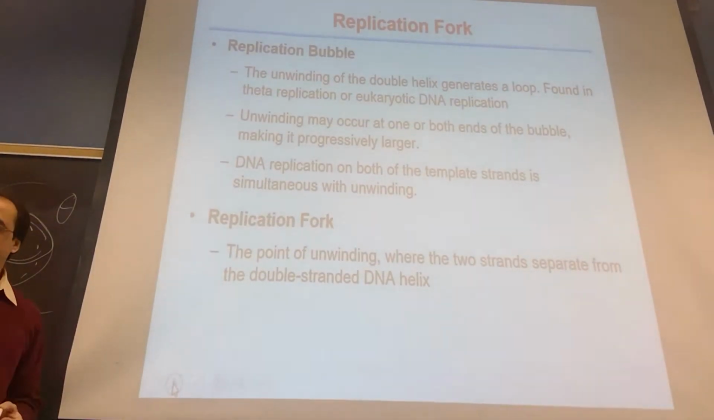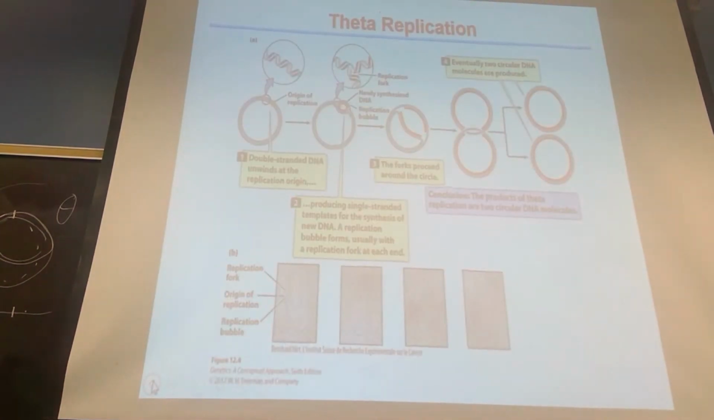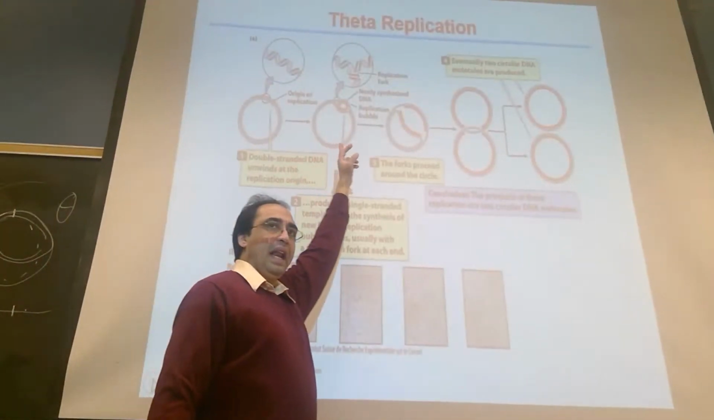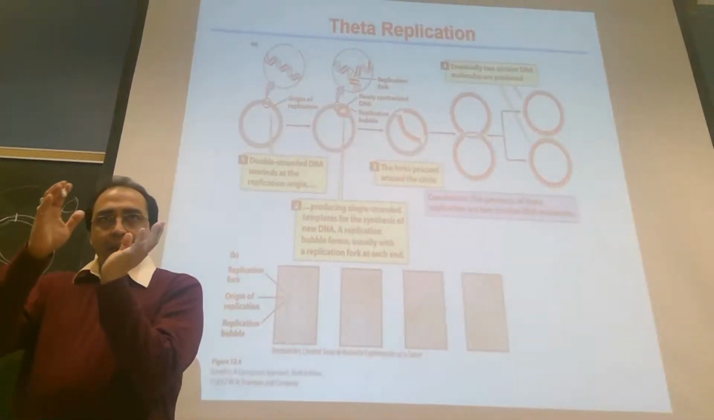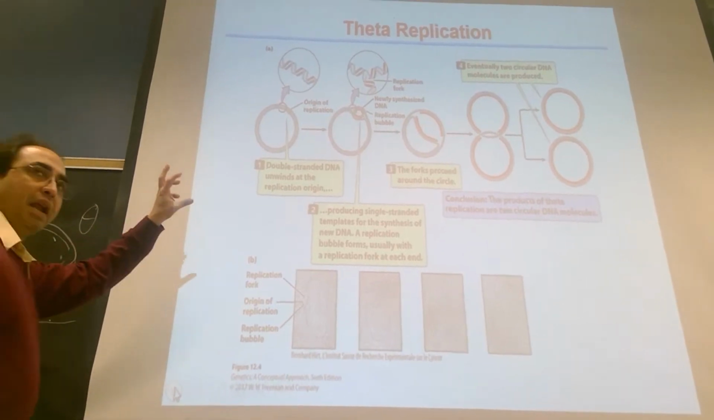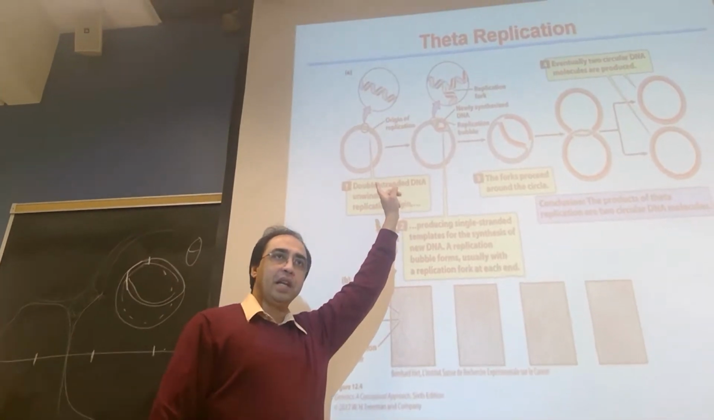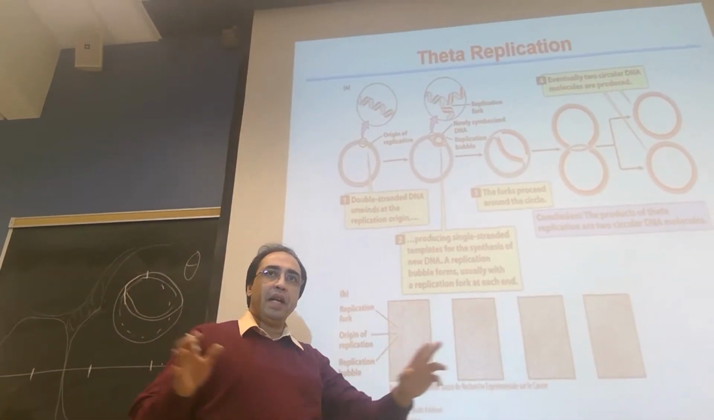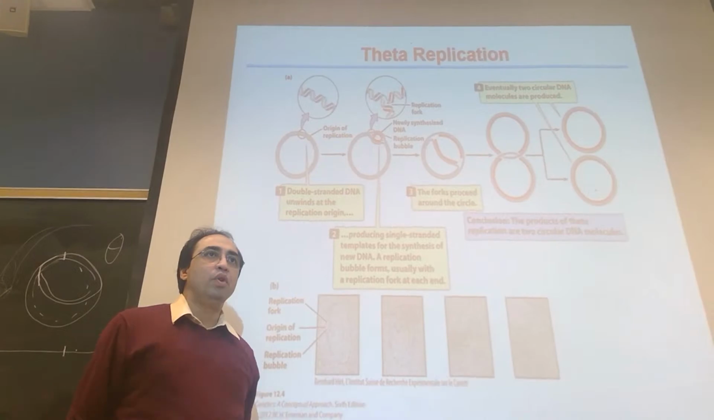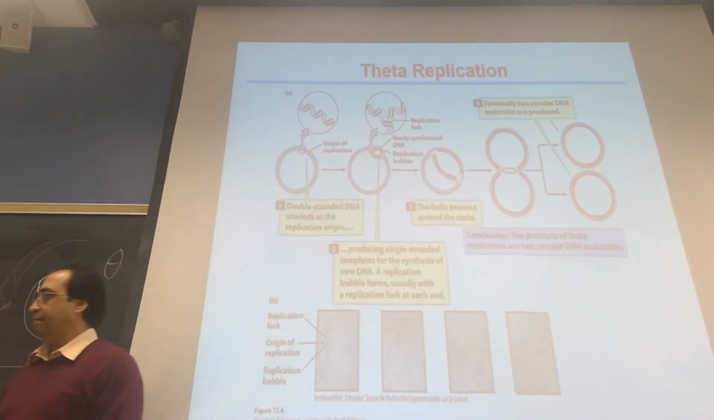Replication bubble. So go to that picture again. So this part, that is a ring-like structure where the replication is taking place, actually new DNA is forming. It looks like a bubble-like structure. Okay, that bubble is called replication bubble. As the replication is going on more and more, the bubble is getting bigger and bigger. Okay.